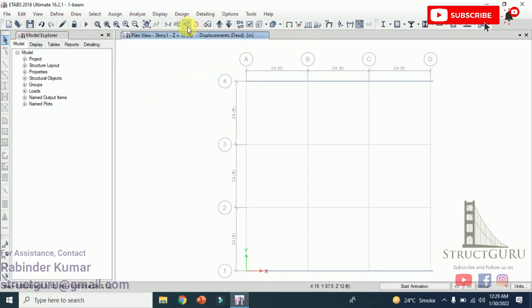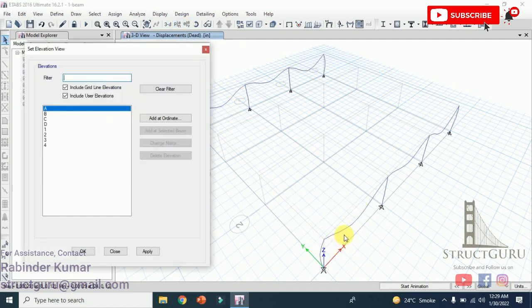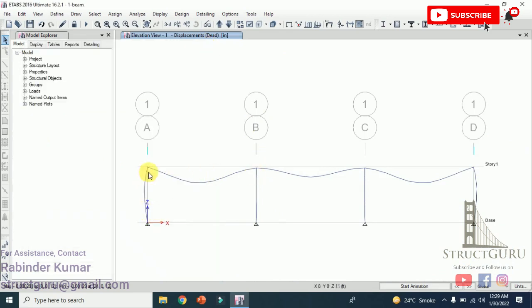As you can see, the analysis is done, and by looking at the deflected shape, you can figure out it is not going to give you much difference. So in order to verify it, let's switch to elevation mode. We will check the deformed shape under elevation 1 as well as elevation 4. Under elevation 1, if you analyze the physical pattern of the deflected shape, it looks correct. If you remember, along elevation 1, we have modeled the continuous beam starting from point A and ending at point D.